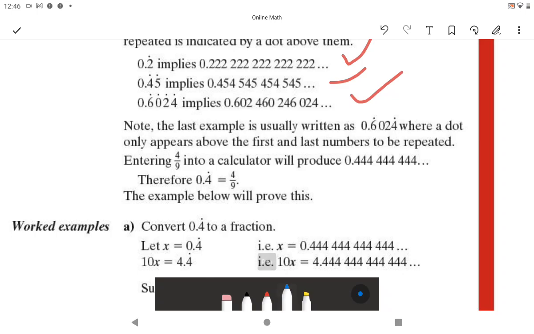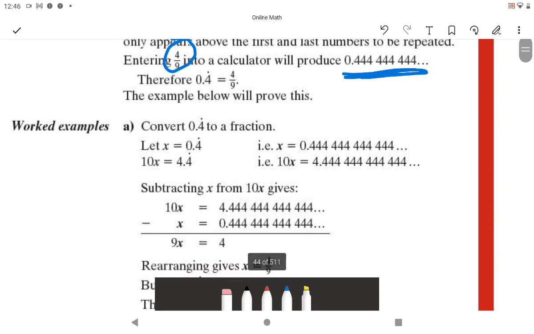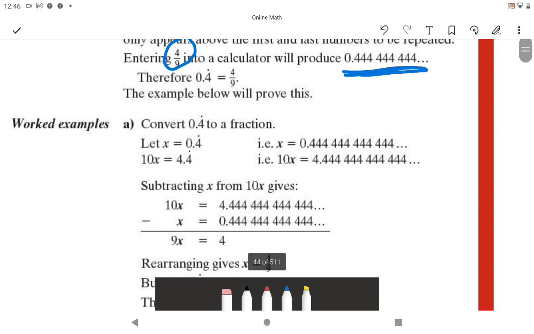Now, I would like you to press 0.4 in your calculator. You will notice that if you press 4/9 on your calculator, it will produce all this and it continues. Therefore, 0.4 with a dot on the 4 means 4/9. Now, come over and let's quickly prove it with a question. Let's convert 0.4 dot to a fraction.